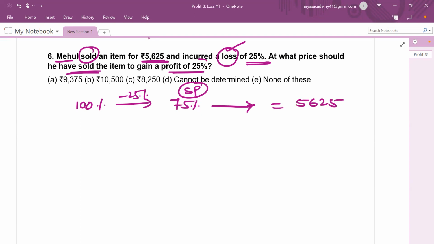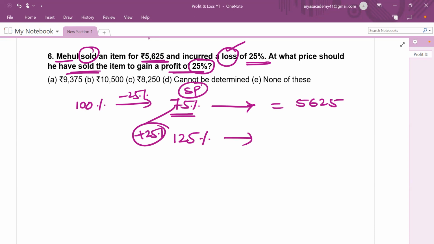But what they're asking you is, suppose he has to get a 25% profit. Instead of losing, instead of a loss, suppose a 25% profit has to come, then if he sells at 5,625 it will not work out. They are asking at what price he should sell. So how much should be the selling price, so that instead of losing 25%, that is 75% selling price, it has to be 125% selling price, or he should actually gain 25% instead of losing 25%.